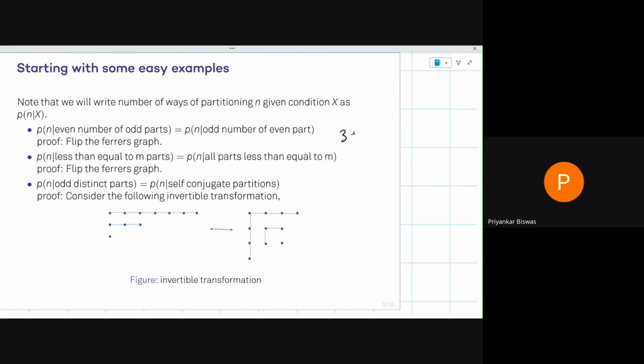Okay. So this graph would be like this, and if we flip the graph, then we will get basically the same partition.